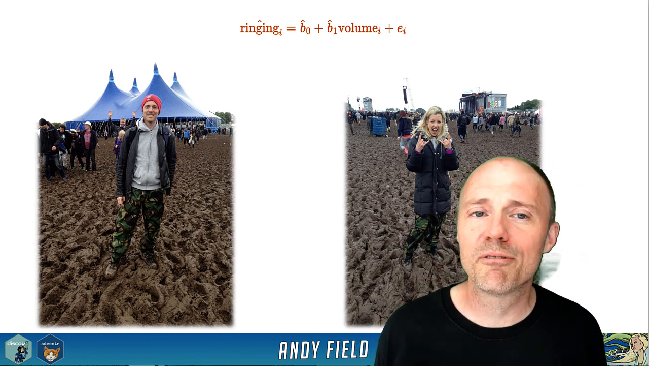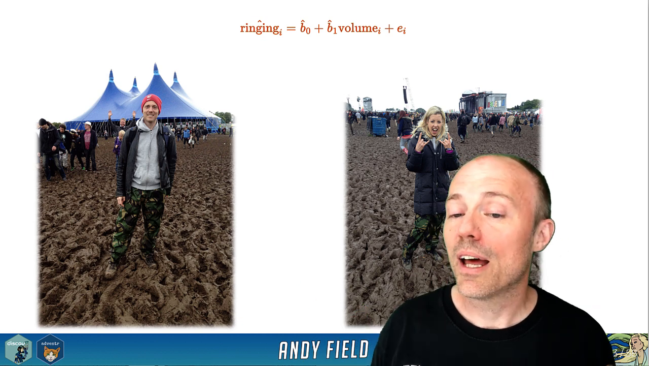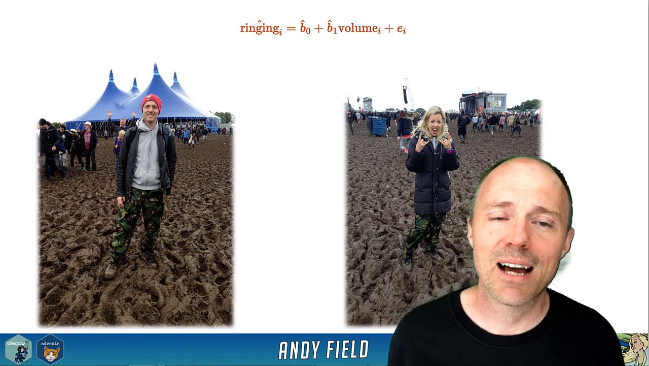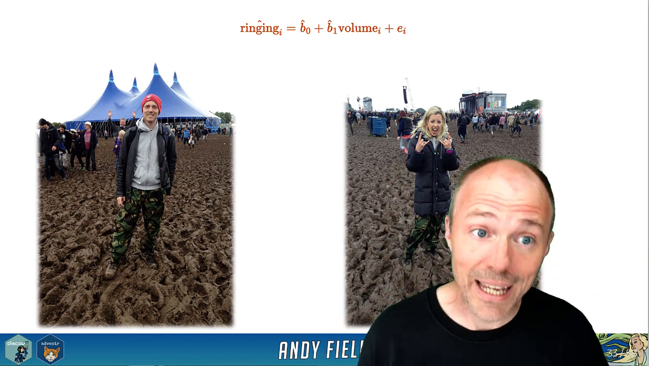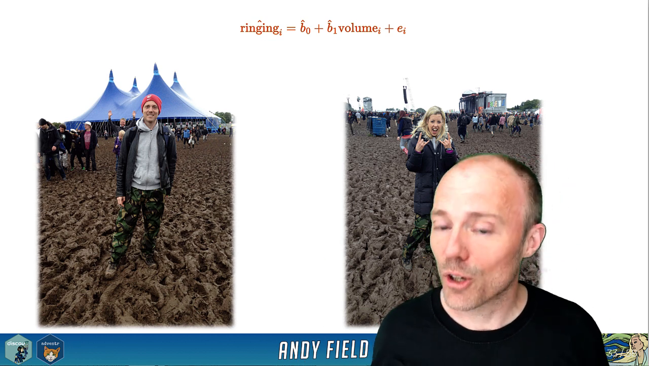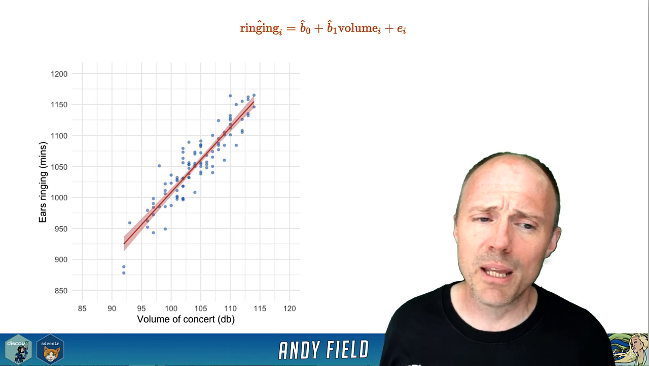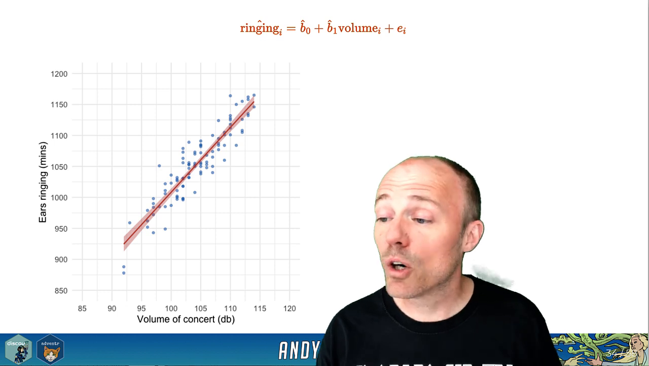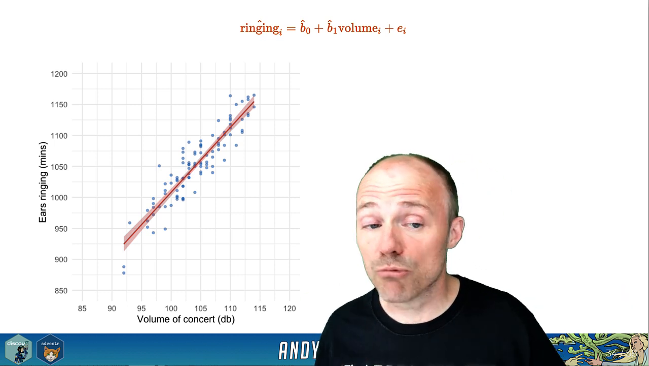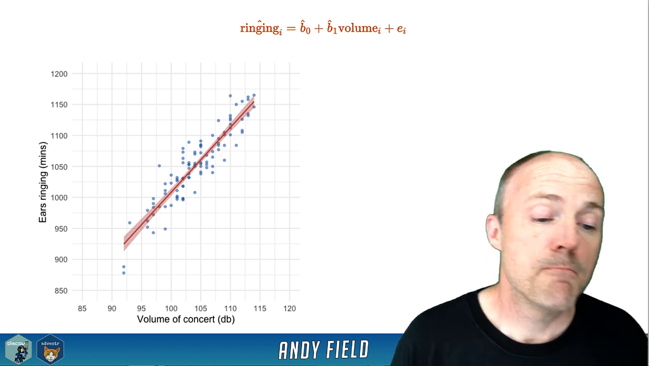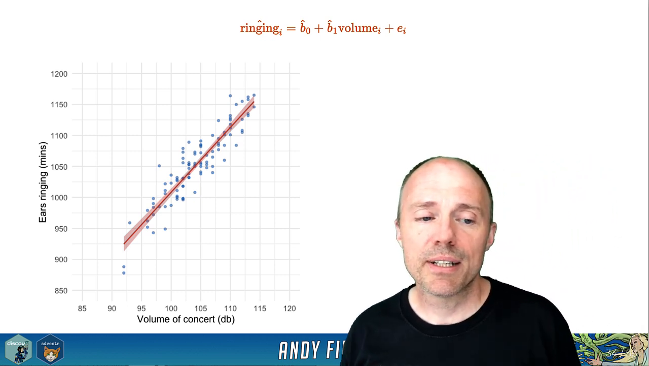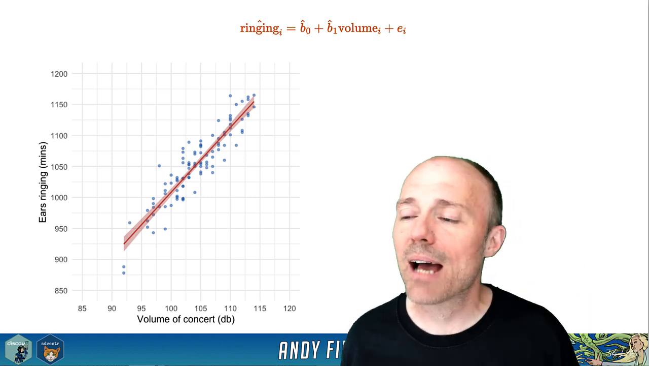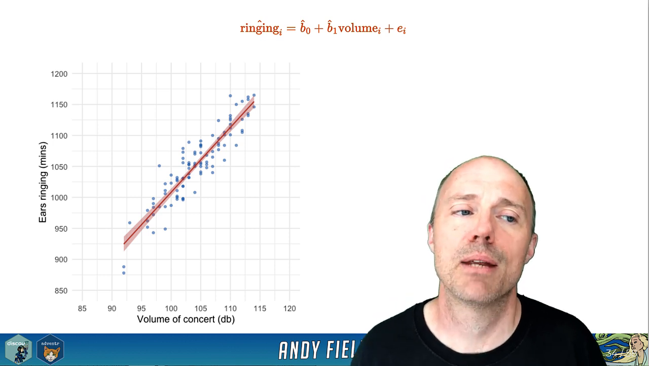So we could have a look at what the effect of music volume is on how long your ears ring for. If you go to a concert, is there a relationship between the volume of that concert and how long your ears ring for? Your outcome variable is how long your ears ring for, and your predictor variable is the volume of the concert. If we had lots of people attending lots of different concerts, we could measure the volume of the concert, or maybe the volume in different parts of the room, because that will vary a bit. We could have a measure of the predictor, the volume, and we could also ask the people to report back on how long their ears were ringing for after the concert in minutes.